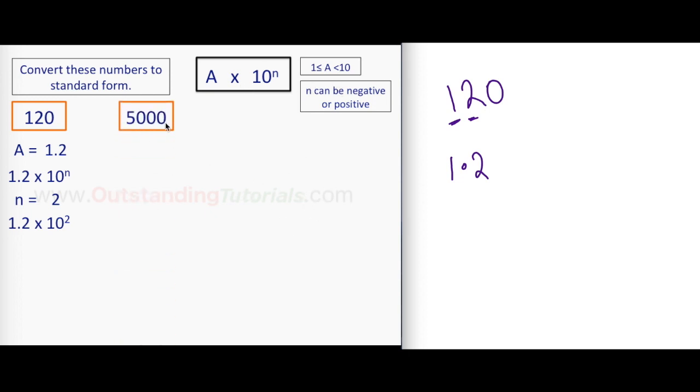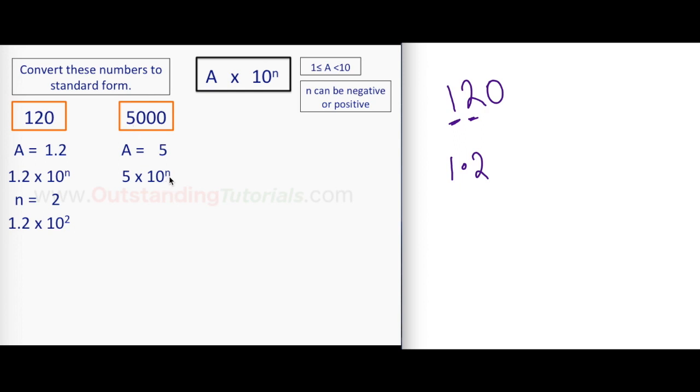Okay, 5,000. A number between 1 and 10 that is the same digits as 5,000. Well, that would be 5. So A must be equal to 5. That means 5 times by 10 to the power. How many places will I move the number 5 to get to 5,000? Well, that's in the units here. So 1, 2, 3 places, bigger.